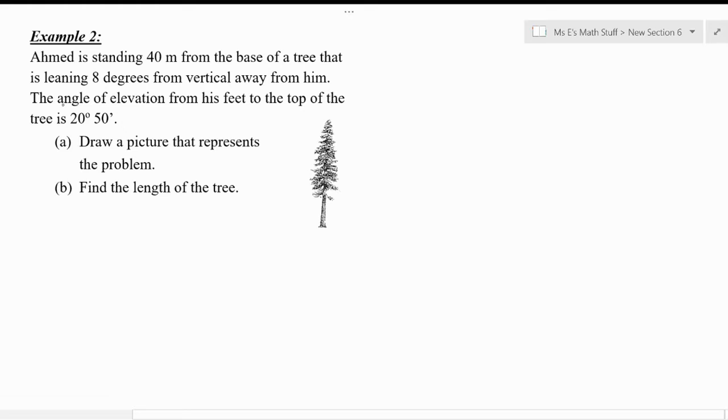When they say angle of elevation, it typically means they used a clinometer, and a clinometer just measures how far from perfectly flat or horizontal you deviated. So what that means is that your initial side will always be a horizontal line. And then if it's an angle of elevation, that means you rotated upward from there to look at the top of the tree. And so that angle right there would be the 20 degrees, 50-minute angle.